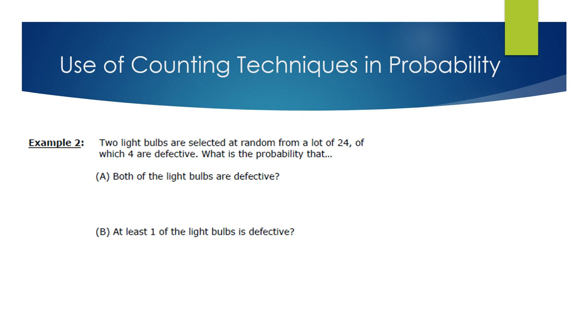Example 2. 2 light bulbs are selected at random from a lot of 24, of which 4 are defective. What is the probability that A, both of the light bulbs are defective, and B, at least one of the light bulbs is defective? So take a moment or two, answer these questions, and then we'll go over it.